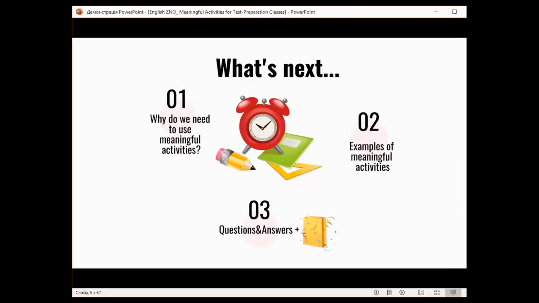This is a short plan of what we are going to do today. At first, I will talk about the meaning of an activity that we can call meaningful, and why we need to use these activities. Then I'll give you some practical ideas as to how to add some meaningful activities to your regular test preparation classes. Then at the very end, you'll have a chance to ask some questions. I'll be happy to answer them.